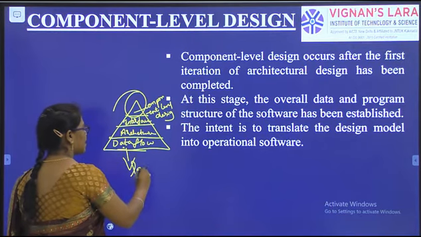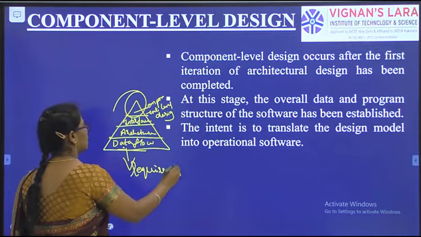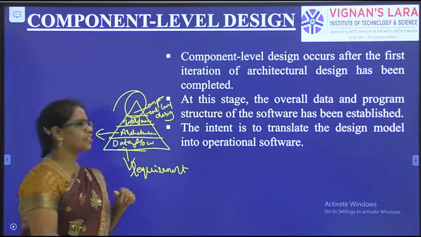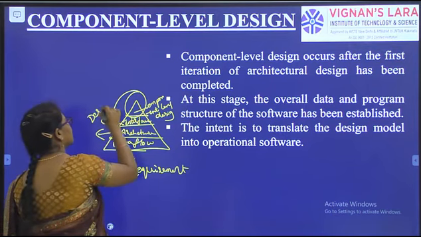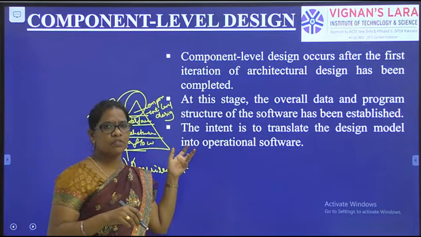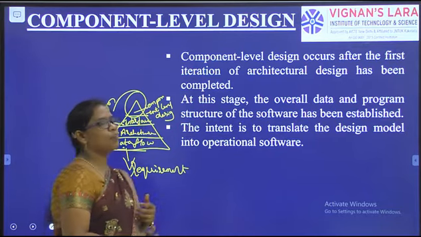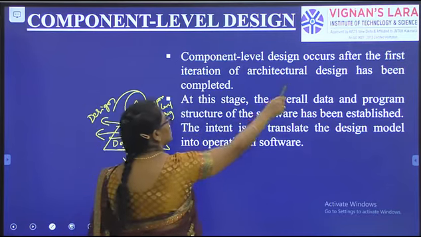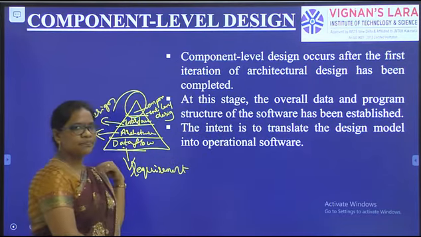In requirement analysis, we have seen what the data flow is. In architecture, we have seen the different types of architecture. The interface is nothing but some design concepts: whatever program structure we are transforming, that is the interface. The next one is the component level, so we are seeing the component level. Component level design occurs after the first iteration of the architecture design has been completed.